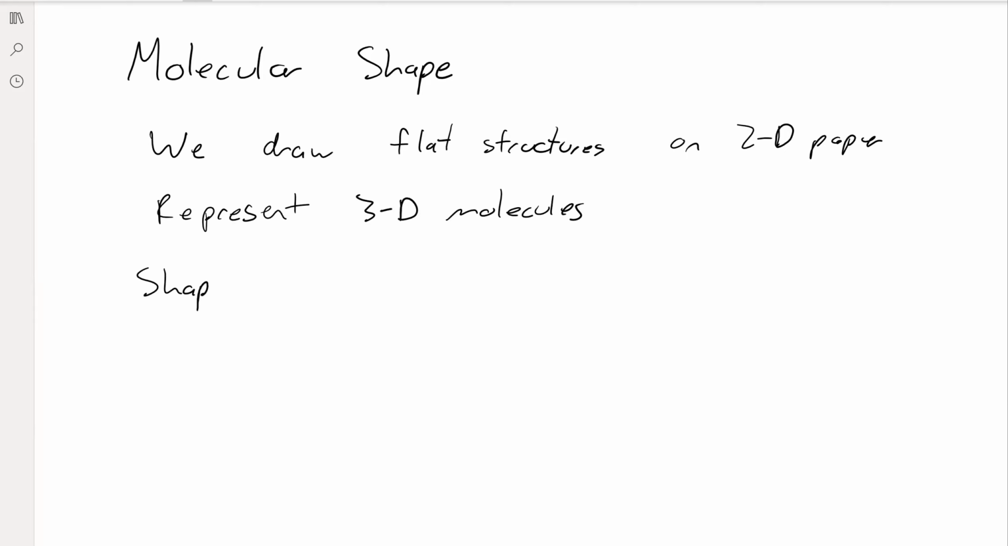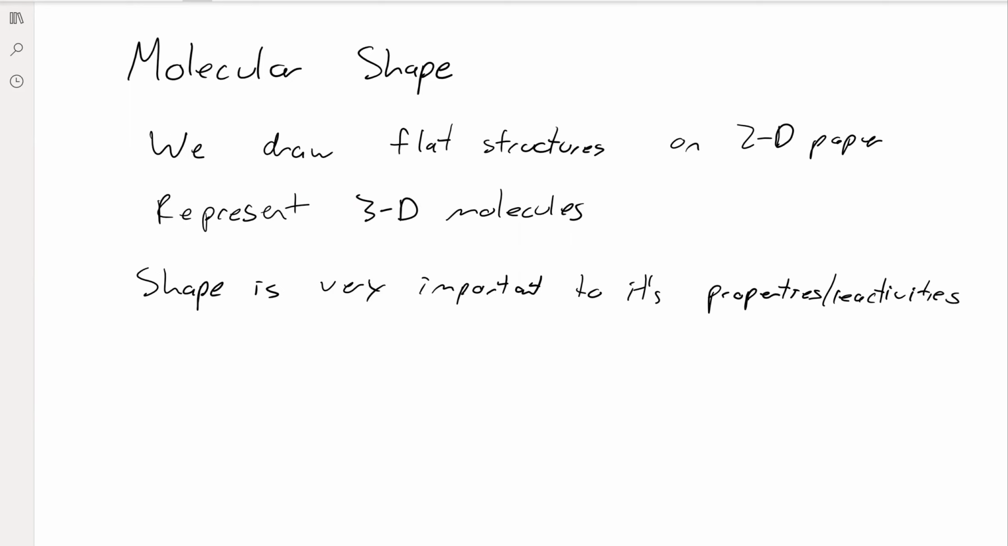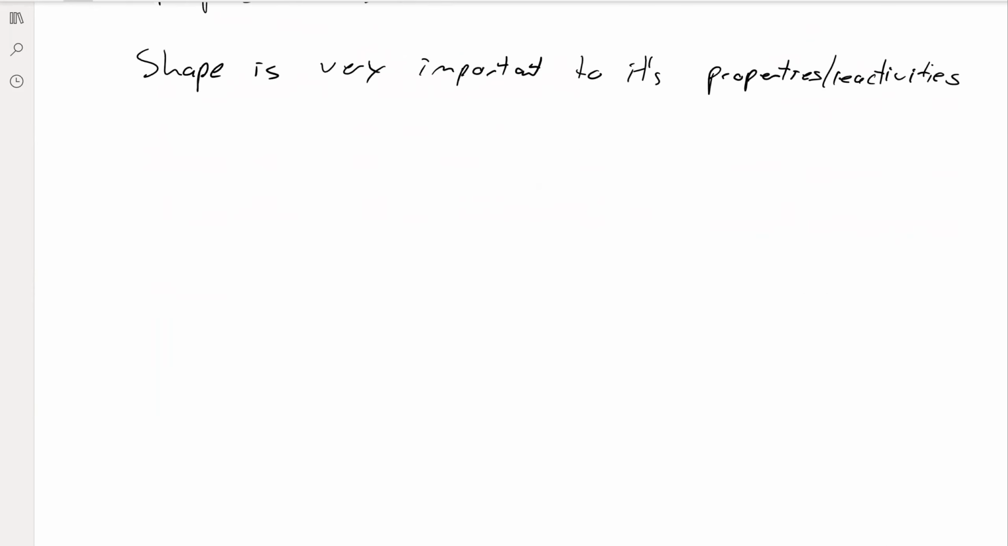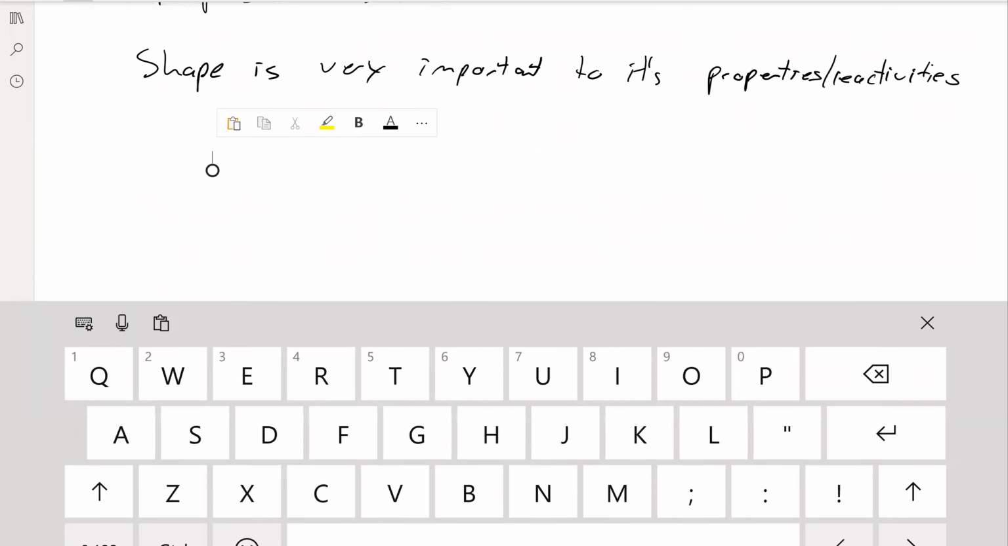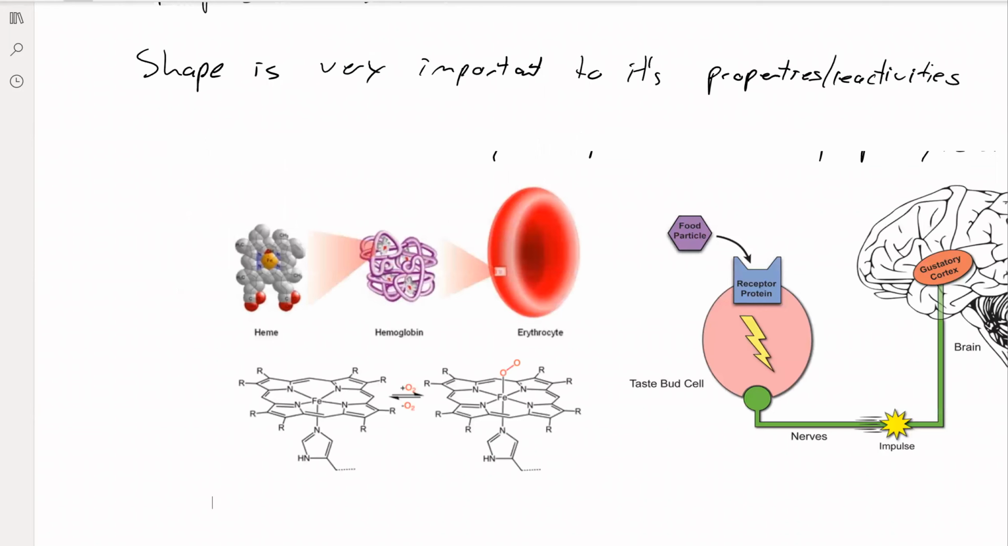And the shape of a molecule is very important to its properties and reactivities. So if we want to know about a molecule, we need to know about its shape. And then here's just some examples from the biochemistry world.